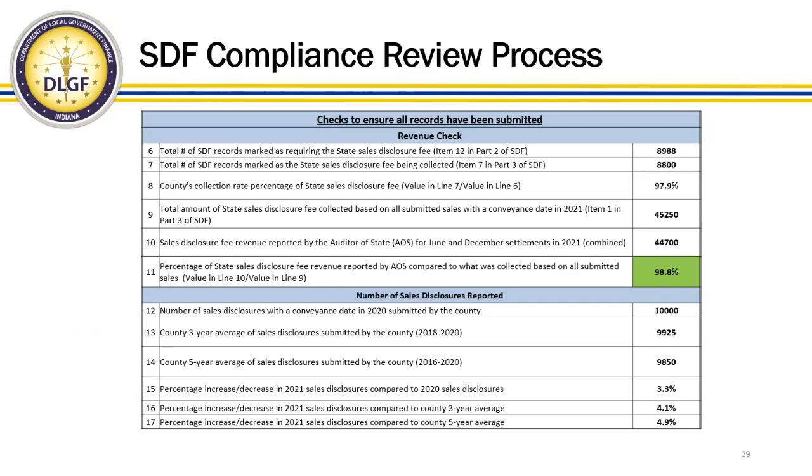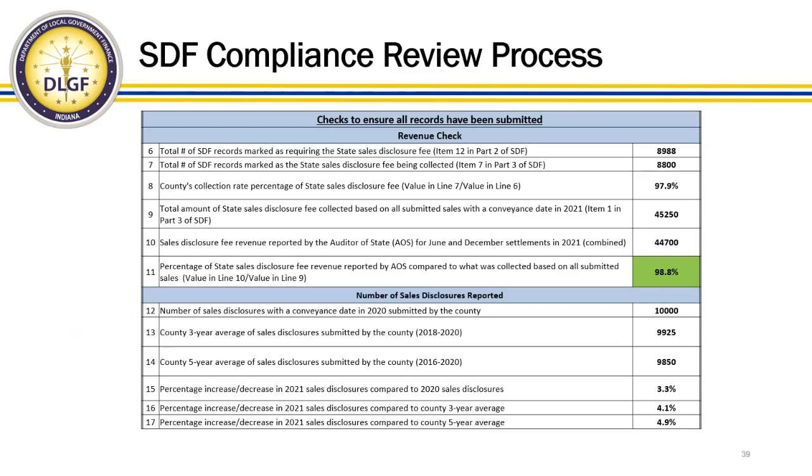So line number 10 is going to be the revenue that was actually reported by the county auditor to the auditor of state's office for the settlement process. And then line number 11 here on the screenshot is going to show that percentage. Typically for line number 11, we like to see, or our tolerance level, I should say, is 90% to 105%.